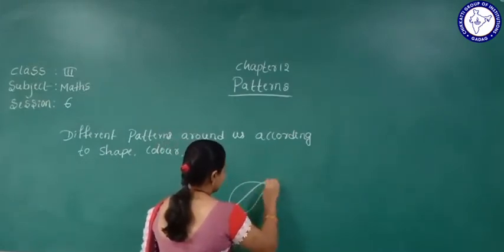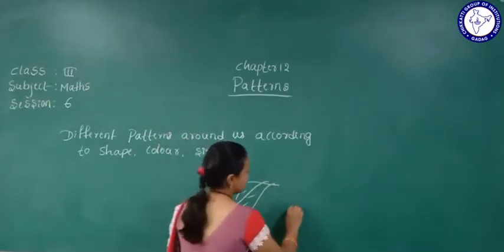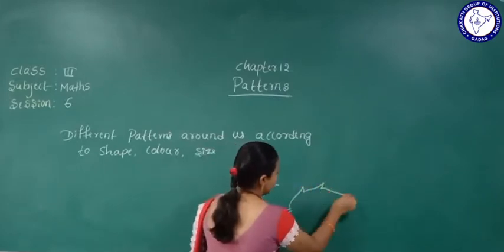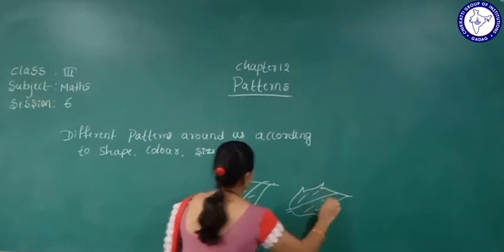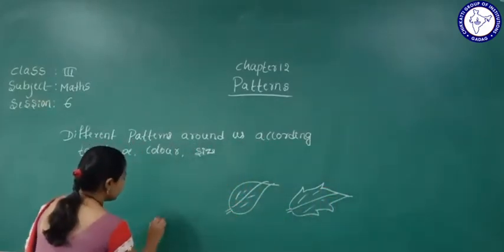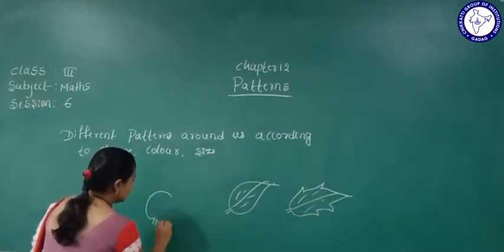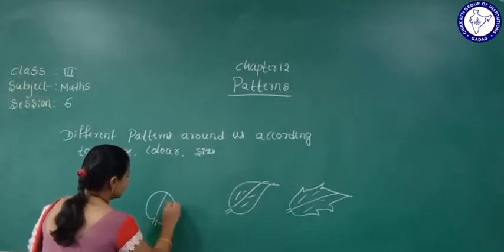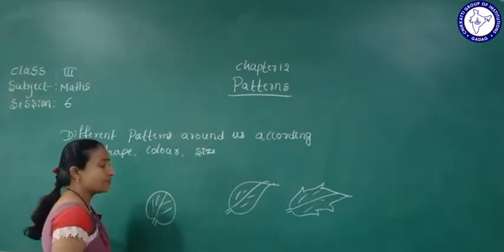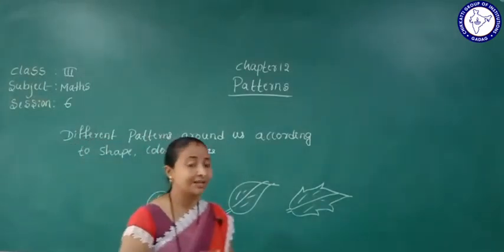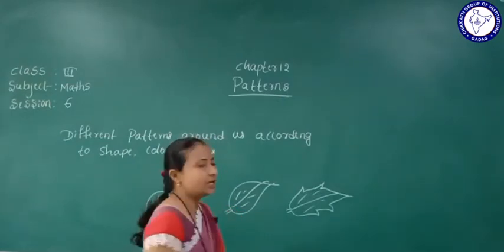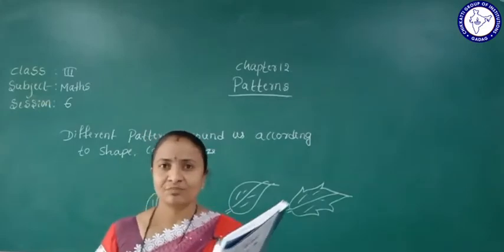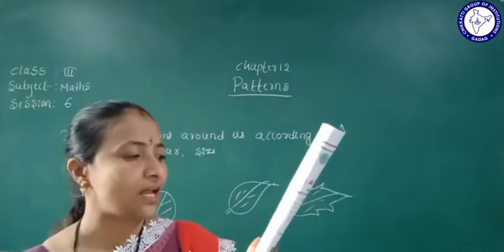Yes, so this is one type of leaf, and so I will draw it. This is one type of leaf, this is one type of leaf, and another type of leaf. So this is another type of leaf. These all are different types of leaves, but the color looks the same, green only, but the shape is different. Yes, so you can see the different types of shapes.